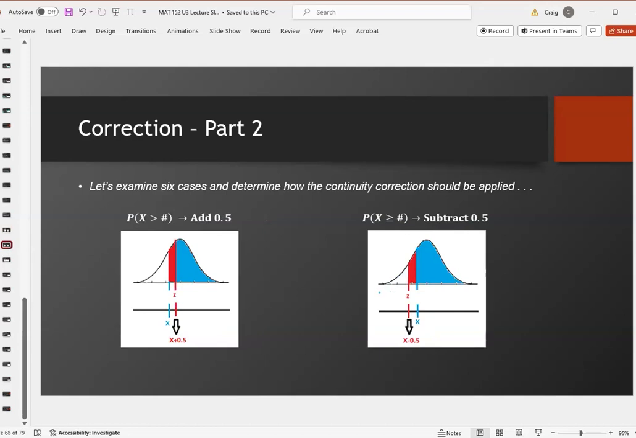Similarly, for greater than a number, we would add 0.5, because we're looking for the area that's going to be above this x value and anything that might round to it. So we want to add 0.5 so that we're above that x value. And then for greater than or equal to, we're going to subtract 0.5 because we want to get all of the numbers that would round to that next positive whole number value. Again, it'll make sense in a second when you see it.